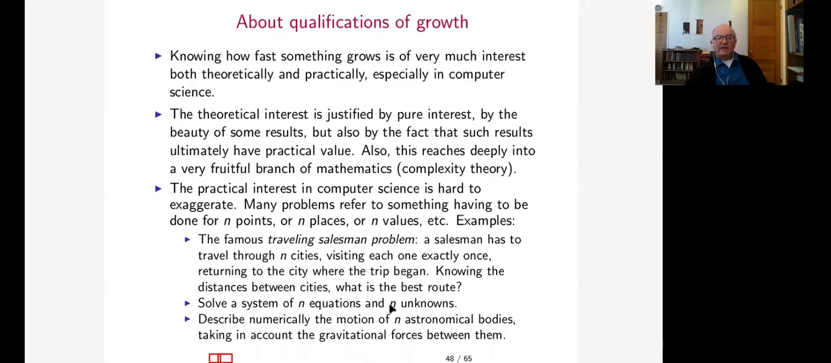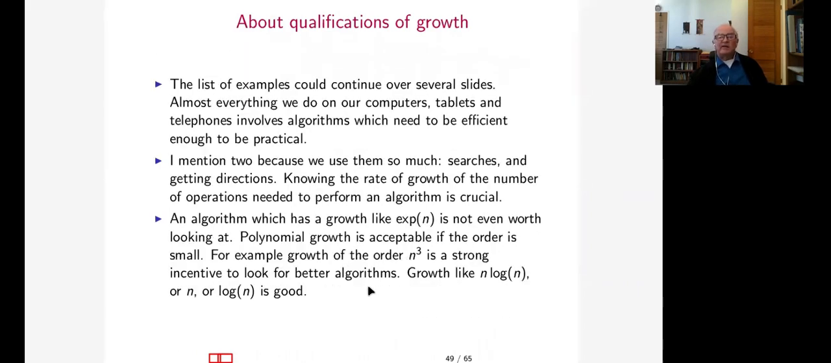Or we are solving systems of n equations and n unknowns all the time in engineering. What method should we have so that as the systems get larger and larger with n, the algorithm is manageable? Or today, with all the navigation and space travel, we have n astronomical bodies. We want to describe their trajectory, taking into account all the gravitational forces. For accuracy, we should take into account more and more bodies because they influence each other. The list of examples of algorithms could just go on and on.